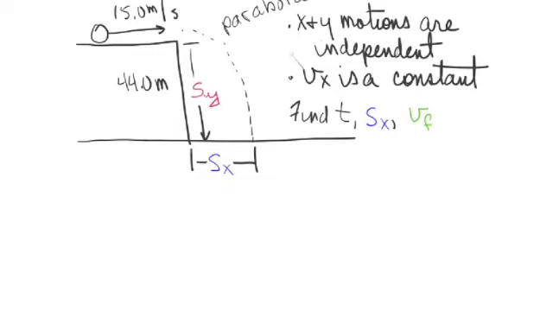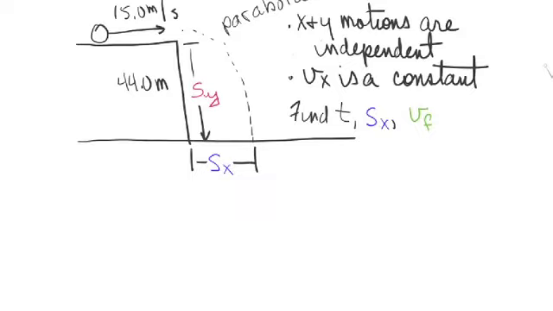Two pieces of information we need before we forge ahead here. Number one, x and y motions are independent. That means the motion in the x direction has nothing to do with the motion in the y direction. Whatever value you calculate for the x's, you don't need to worry about for the y's. And when you calculate values for the y's, you don't need to worry about the value of the x's. Number two, the velocity in the x direction is a constant. In other words, the ball is moving at 15 meters per second, and it's going to continue to move at 15 meters per second in the x direction until it hits the ground and stops.